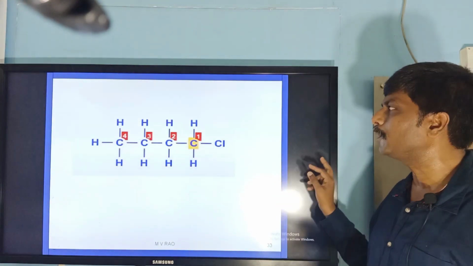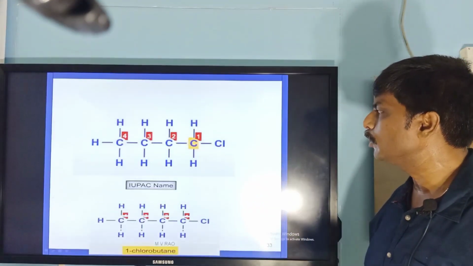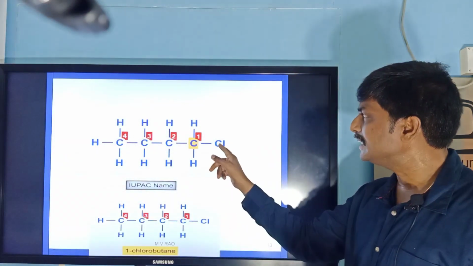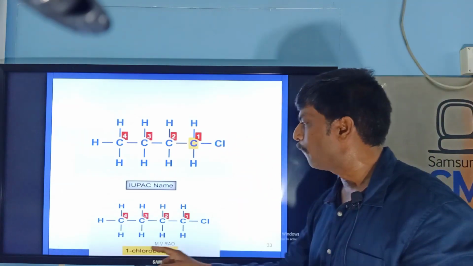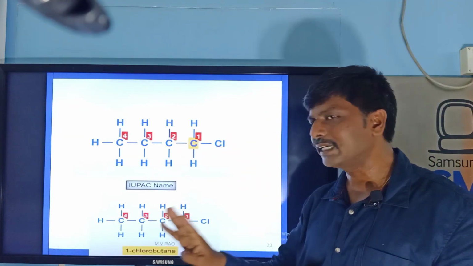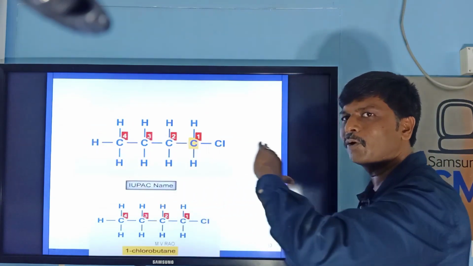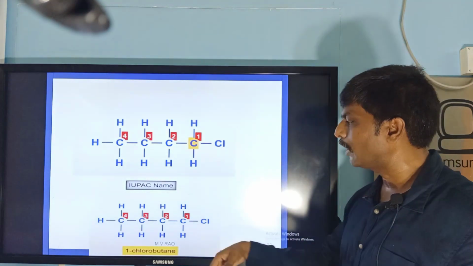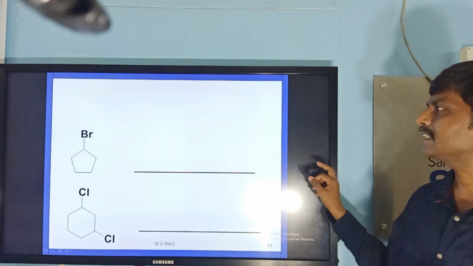You will see example 2. Count the number of carbons: 1, 2, 3, 4. In the structure given, Cl is present at the first carbon, so we write the prefix 1-chloro. Four carbons are there. What is the root word? But. No double bonds, no triple bonds, only saturated, that means ane. So what is the IUPAC name? 1-chlorobutane.